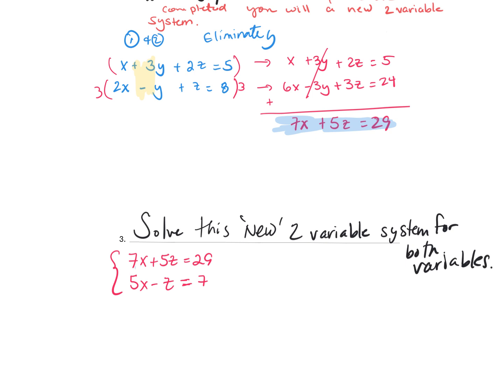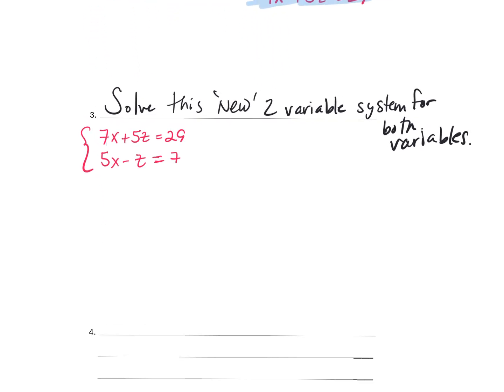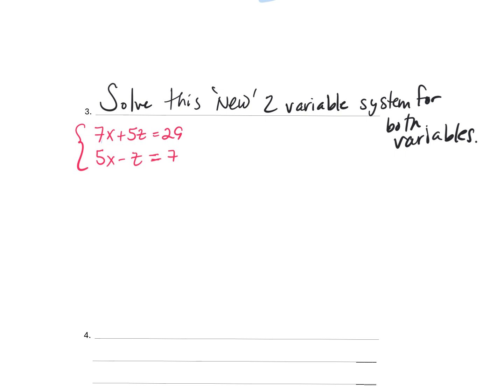It doesn't matter which way you do it, substitution or elimination. It is your choice. I'm going to eliminate. I'm going to actually multiply this. I'm going to eliminate my z's, so I always want to say what I'm eliminating. So I'm going to eliminate z's.